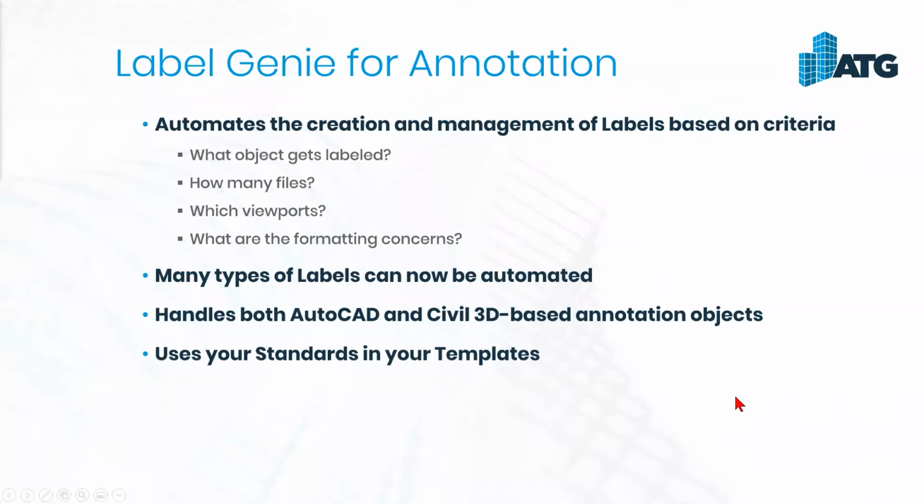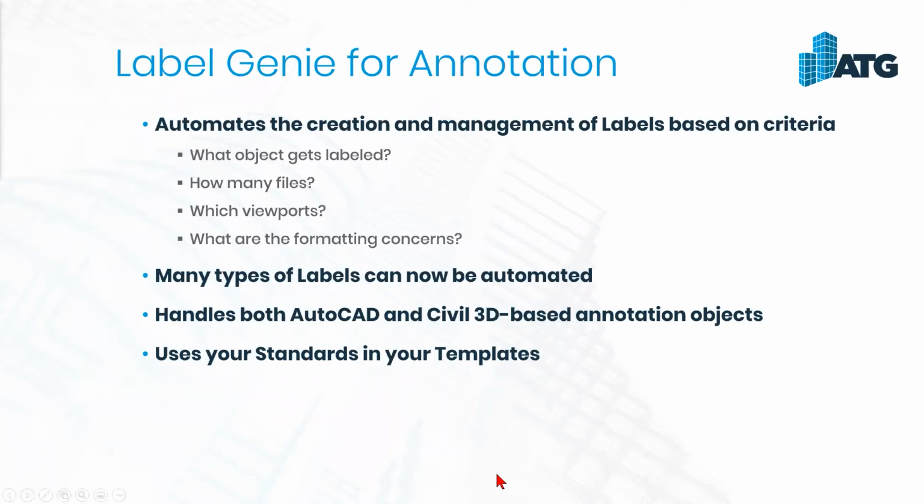And lastly, Label Genie is using your standards in your templates. It's looking through for your AutoCAD annotation dimension styles. It's looking for your Civil 3D label styles and so on. So we're not inserting any of our own content for you with that. You bring your own styles. We bring you the ability to automate those workflows and manage that stuff in bulk. Ultimately, with Label Genie, we understand that not every single situation is going to be covered or is going to look perfect, but we're trying to get you from 0% to 80%, 70% really quickly.